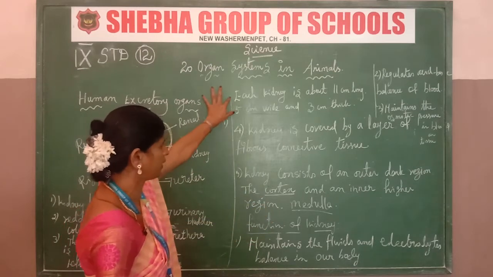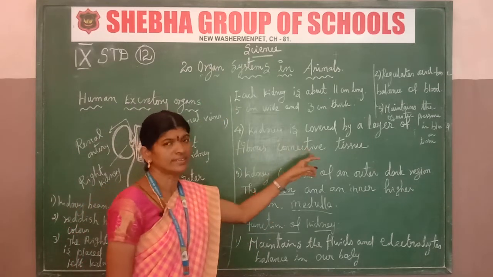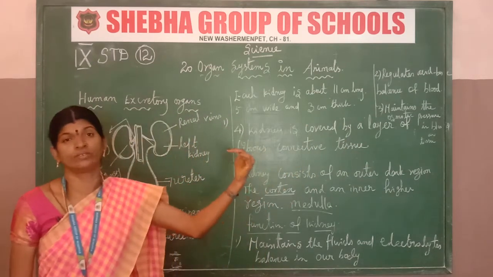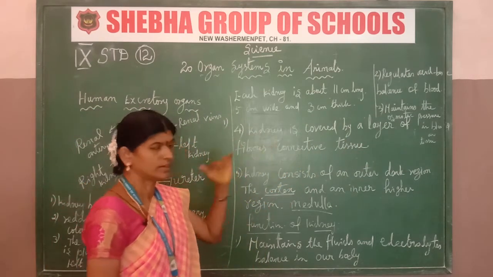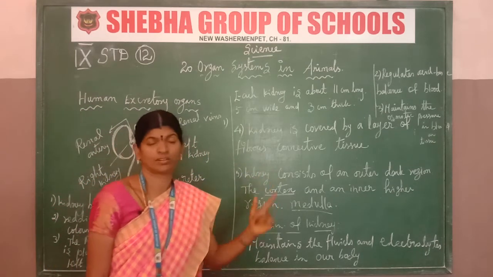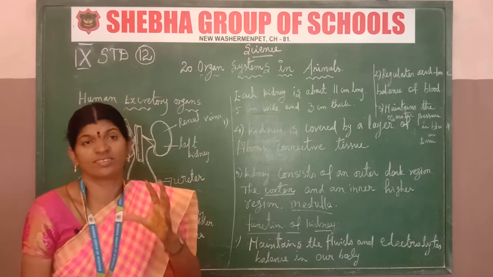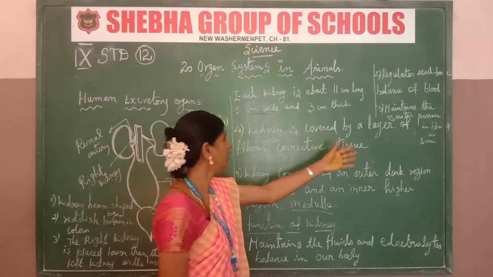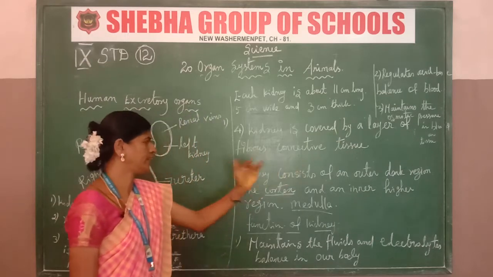Very important point: the kidney is covered by a layer of fibrous connective tissue. A number of nephrons are present in the kidney.